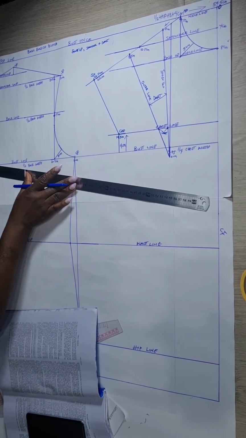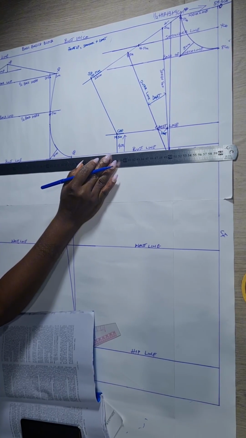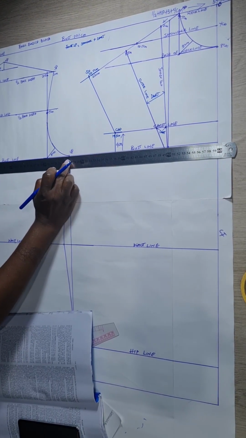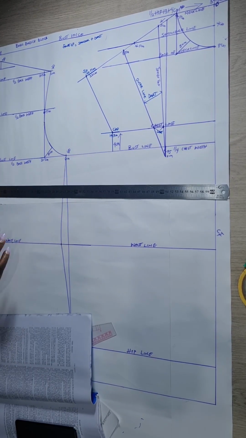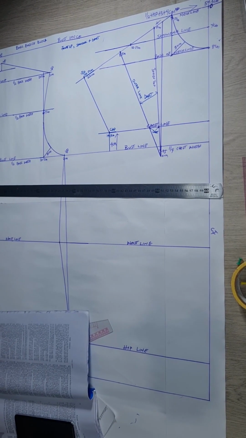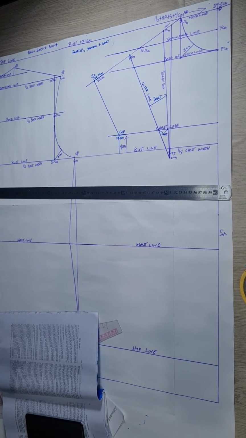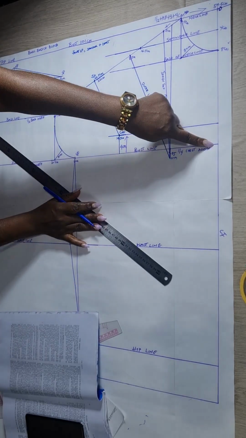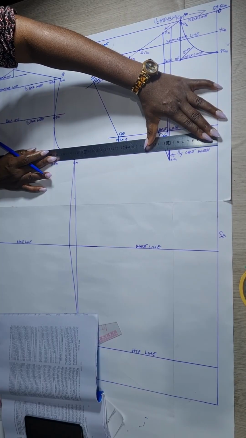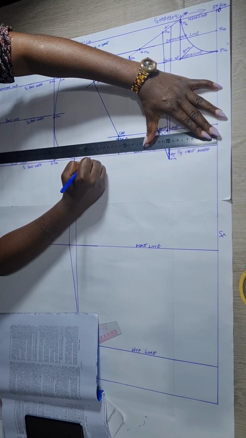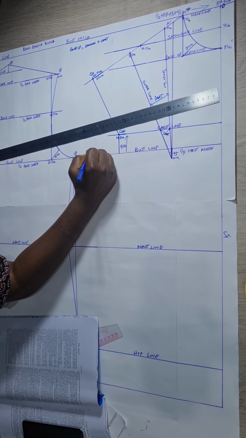Now, I will measure what I have on my bust line from the CB to UP. Here I have 26.5. From the CB to UP here, I have 26.5. So that 26.5, I will subtract it from 55.5, I have 29. So from my CF, on my bust line, I'll measure 29 centimeter. I hope that is explanatory. 29 centimeter, my front UP.